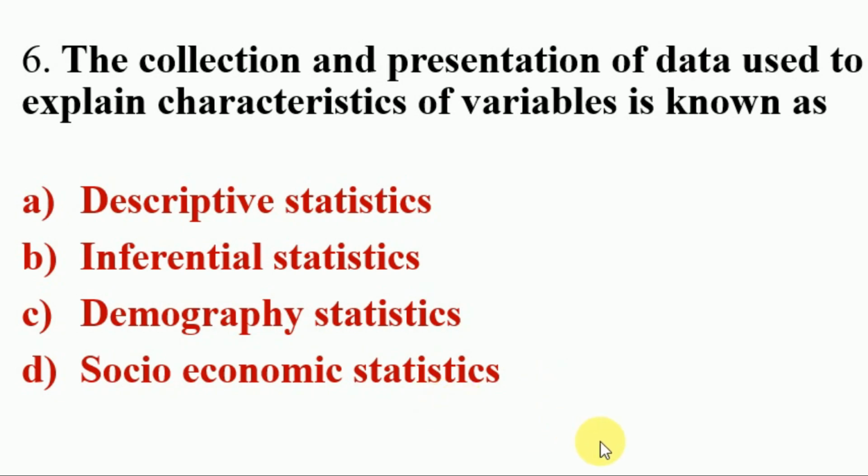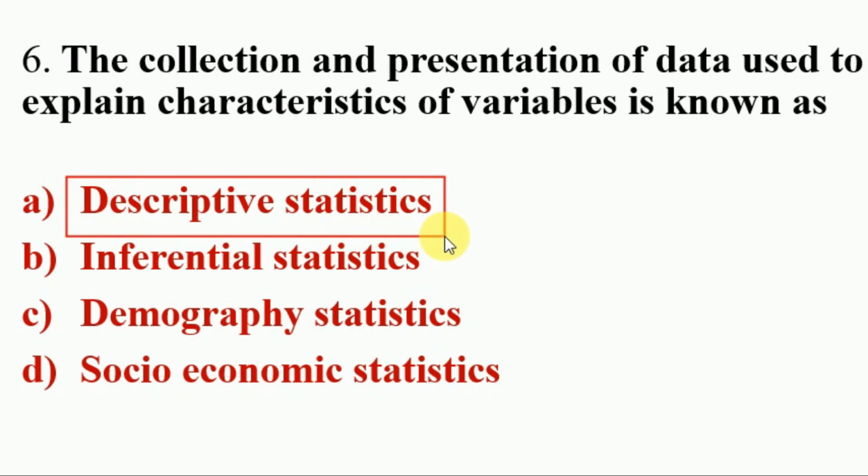Next question. The collection and presentation of data used to explain characteristics of variables is known as, options: A. Descriptive statistics, B. Inferential statistics, C. Demographic statistics, D. Socioeconomic statistics. Answer is A. Descriptive statistics. So the collection and presentation of data used to explain characteristics of variables is known as descriptive statistics.